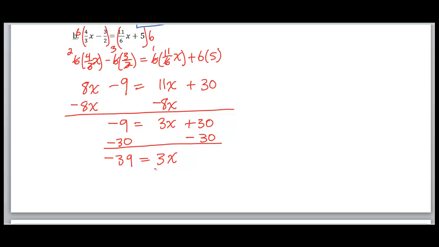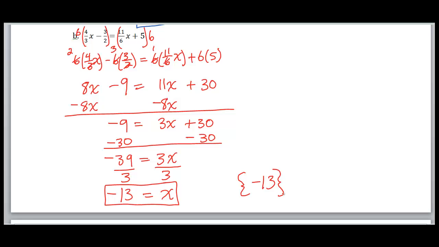And I'm almost completely isolated, have my variable almost completely isolated. All I need to do is divide both sides by 3. And I'll get that x equals negative 13. All right. And so I see my solution here. And if you wanted to write it as a solution set, which you might see in your textbook, you'll have your answer given in that manner.